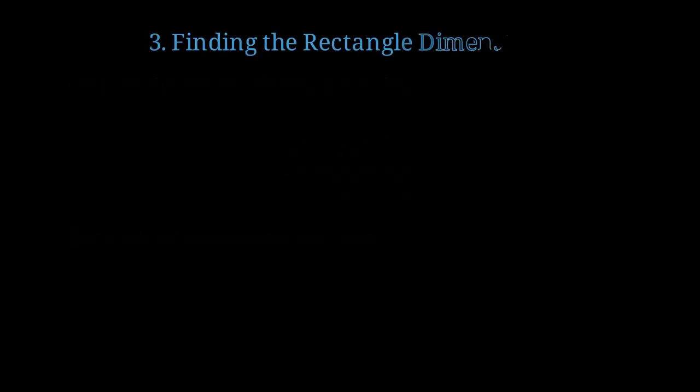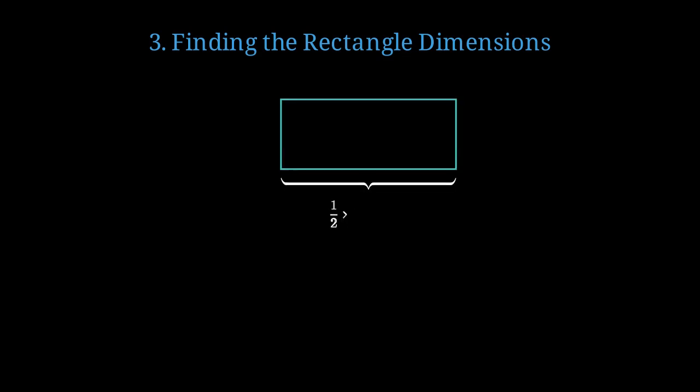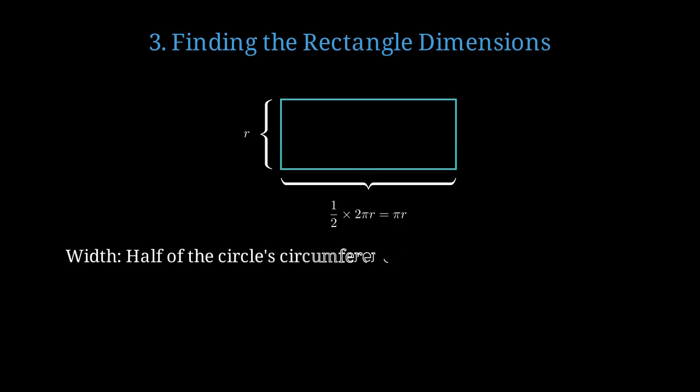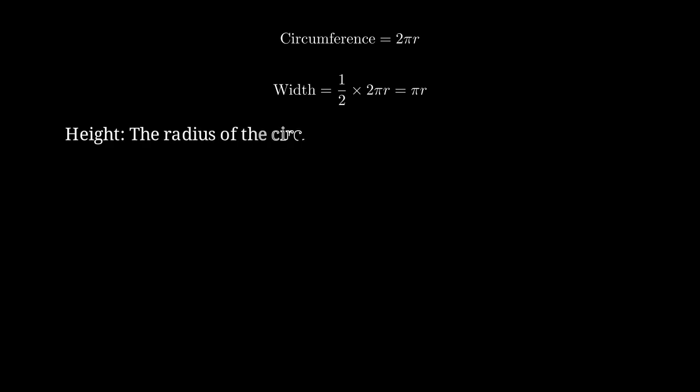Let's find the dimensions of this approximate rectangle. The width is half the circumference, which equals pi r, and the height is the radius r. The width of our rectangle is half of the circle's circumference. The full circumference of a circle is 2 pi r, so half of that is pi r, which becomes our width. The height of our rectangle is simply the radius r.